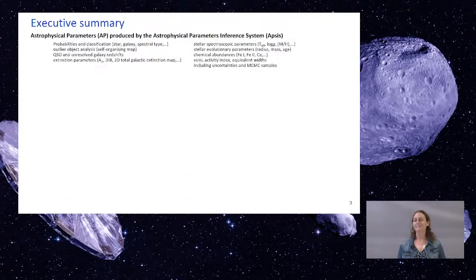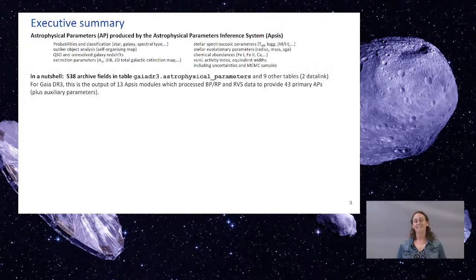Okay, so let me begin with the executive summary. Astrophysical parameters, which I will call AP, were produced by the Astrophysical Parameters Inference System, or Apsis. We produce astrophysical parameters, basically probabilities and classifications, outlier object analysis, redshifts of extra-galactic objects, and many stellar parameters such as spectroscopic parameters, evolutionary parameters, etc.